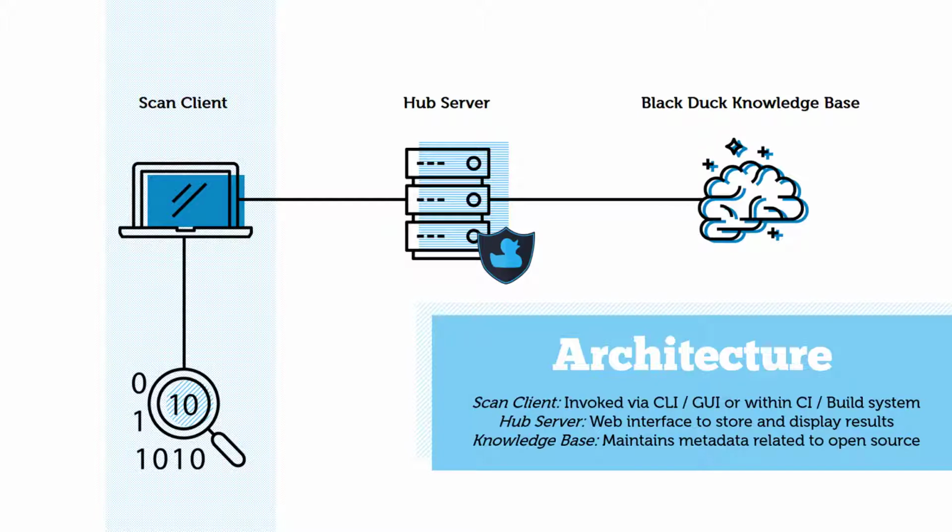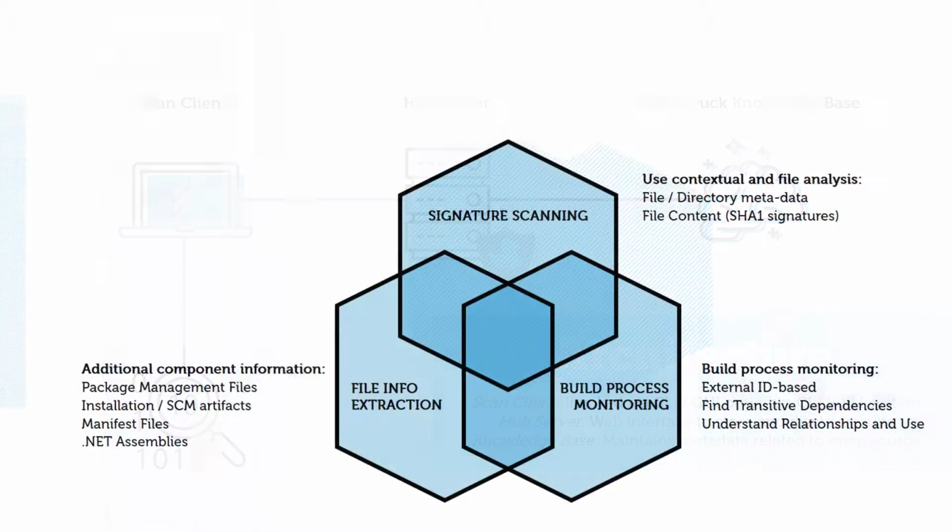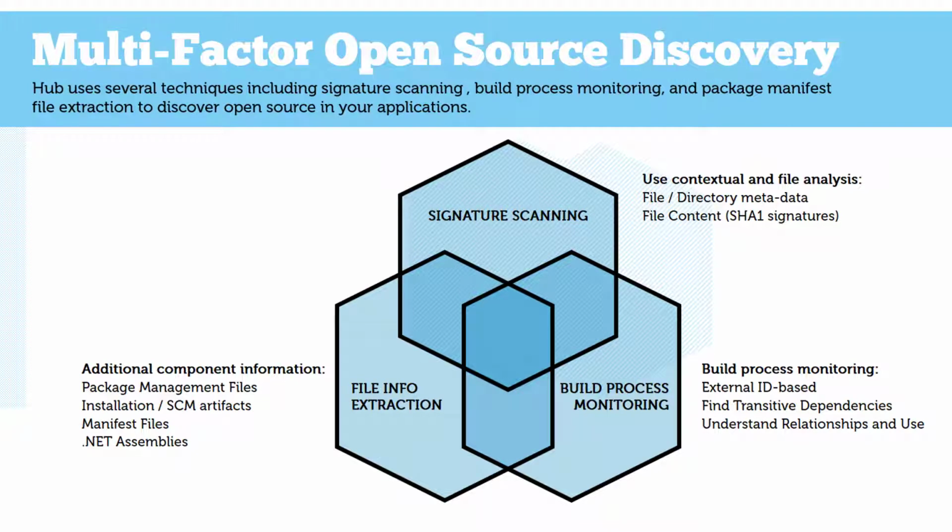Scanning can also be invoked as a plugin from within a continuous integration build process to allow for automated open source discovery. Regardless of when and where it's invoked, Black Duck uses a multi-pronged approach to identify open source. Information and evidence from both file and folder level contextual analysis, as well as package manager manifest files, are used to spotlight open source in your code, as well as the transitive dependencies that are brought in during the build process.